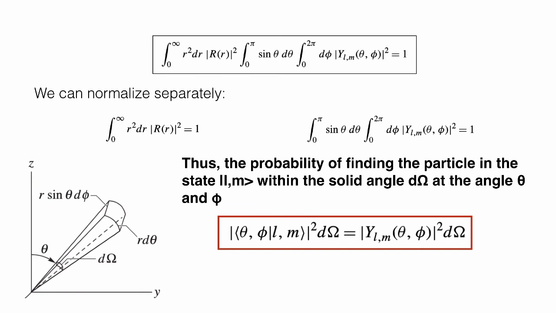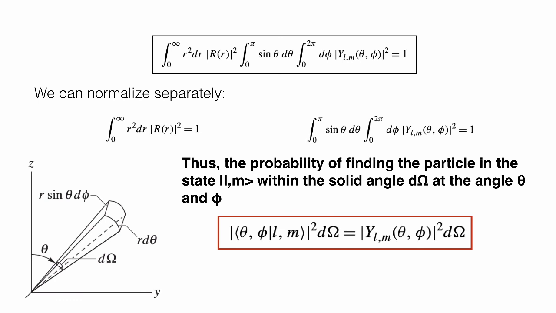The point is we try to normalize the angular part separately, and so we want to make sure that the spherical harmonics are properly normalized. That's the main thing. We do that by integrating over a solid angle d omega. Now that allows me to say that the spherical harmonic squared times d omega, the solid angle, will be the probability of finding the particle at angles theta and phi within the solid angle d omega. That's really what it means.